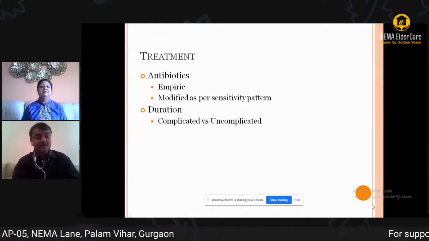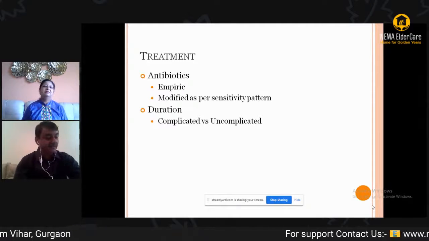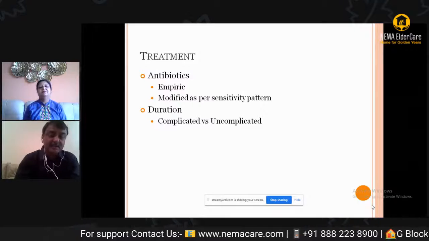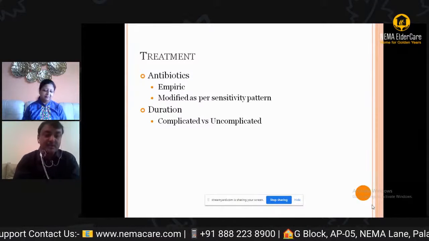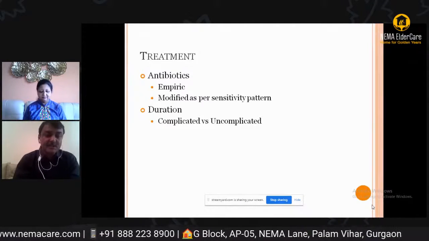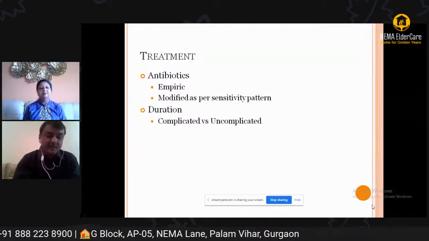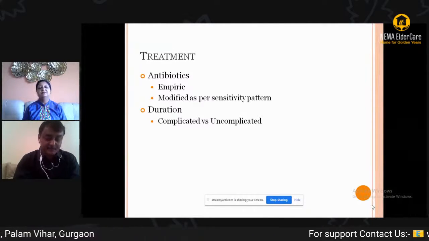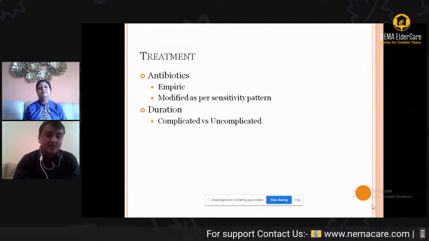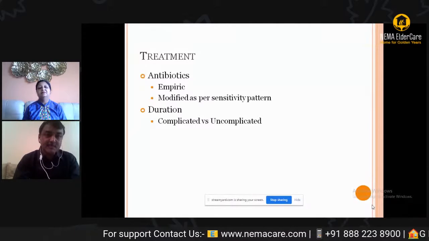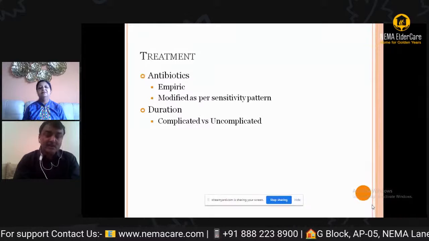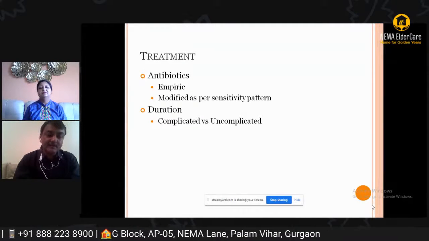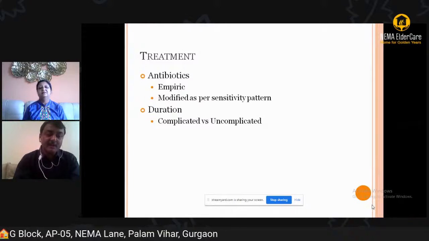Coming to treatment, before that, we need to understand that the commonest organism that we usually encounter with urinary tract infections is E. coli. There can be other organisms, but the commonest organism still remains to be E. coli. So the antibiotics are usually chosen based on the experience of the doctor as to the local sensitivities of the organism. So that is known as an empiric antibiotic therapy.